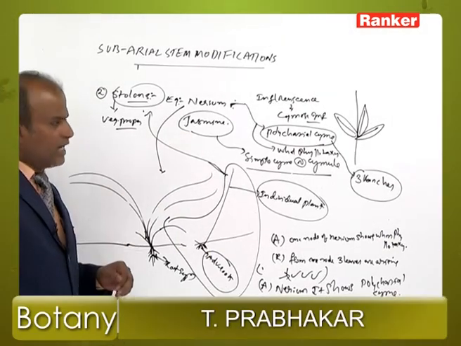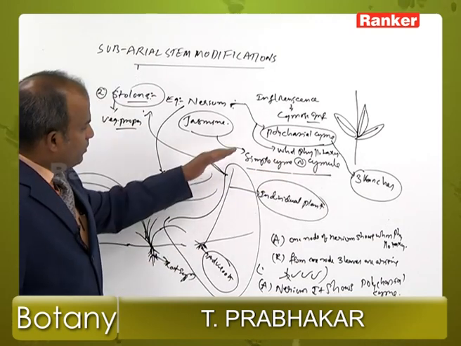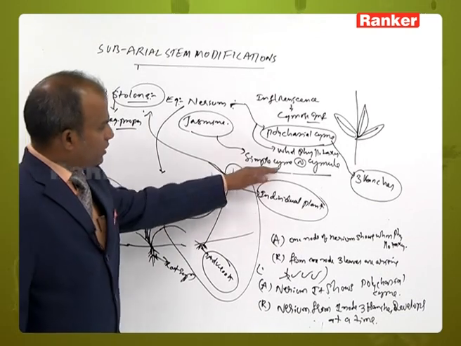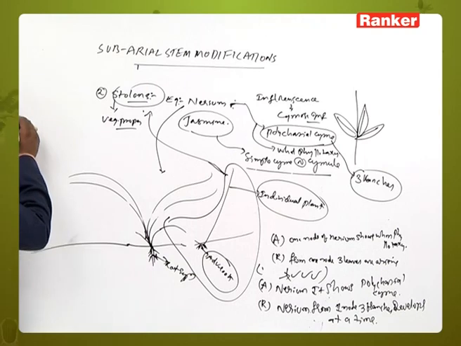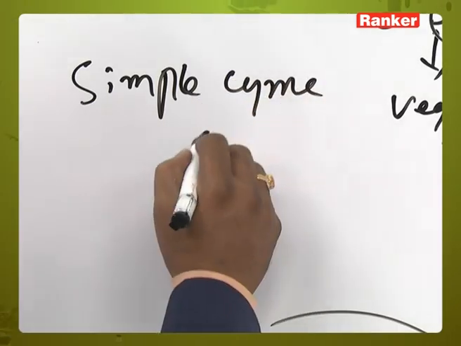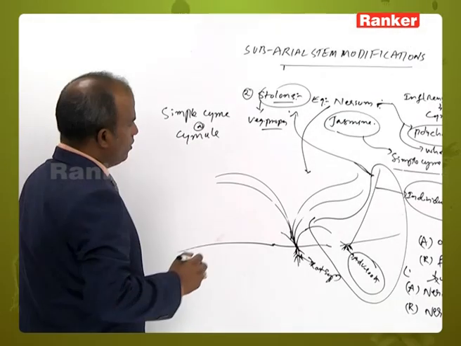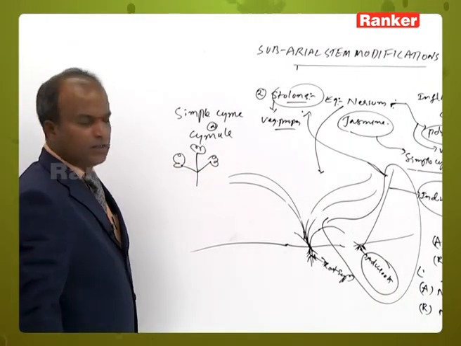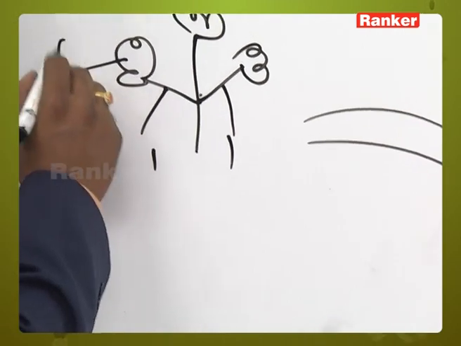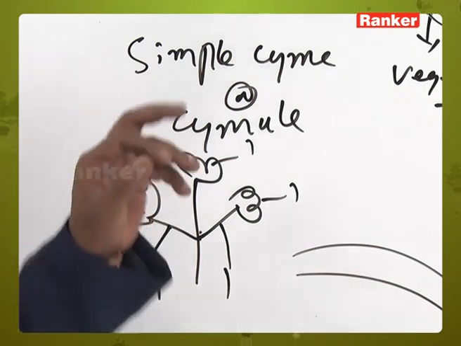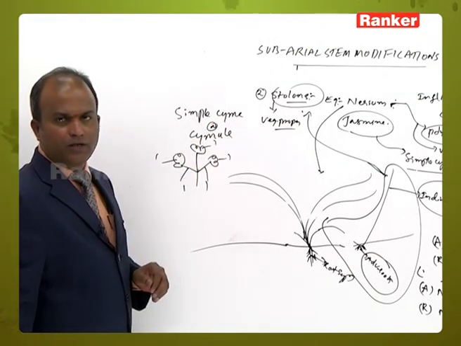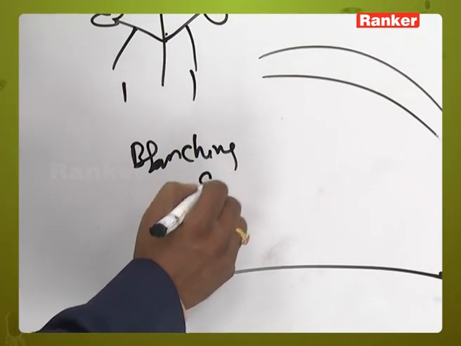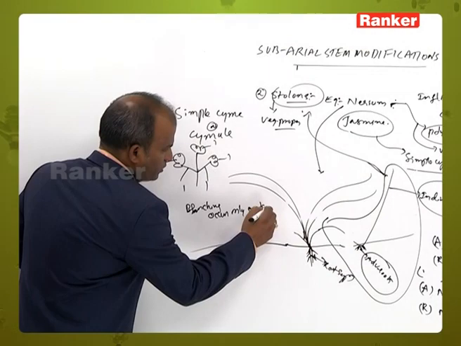And what happens in jasmine? In jasmine, it shows simple cyme or cymule. Jasmine also belongs to cymose inflorescence. What is the definition of simple cyme or cymule? It is a two-branched and three-flowered inflorescence. How many branches does it show? Two branches. How many flowers? Three flowers. Here, does branching occur only one time? Yes, branching occurs only one time.